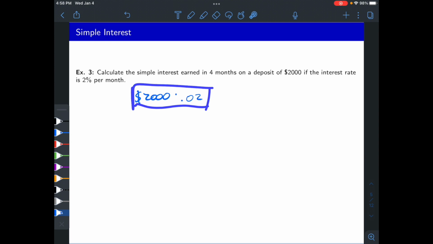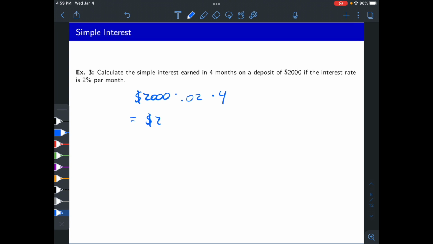All right, so all we have to do is just do $2,000 times 2%, and this is going to be how much interest we make in 1 month, right? Because it's 2% of $2,000 per month. That's how much interest we make in a month. And then we just need to multiply that by 4 months to get how much interest is earned total.